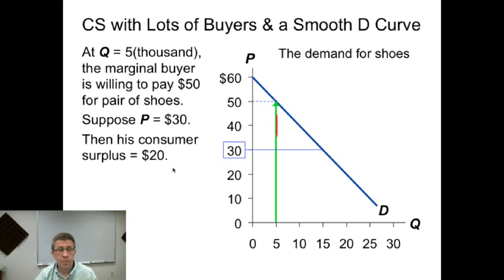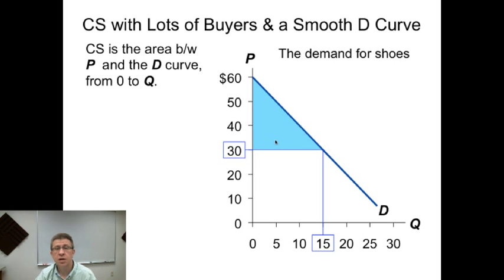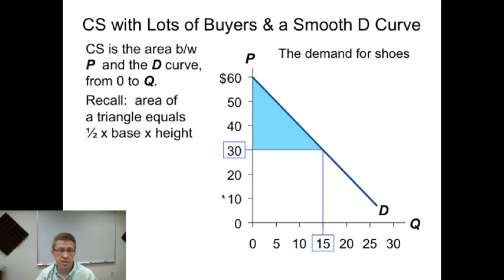So, what about a price of $30? Well, at a price of $30, the person who's willing to pay $50 gets $20 in consumer surplus. Right? Willing to pay $50, only have to pay $30. What's the total consumer surplus? It's this triangle under the demand curve and above the price. So this shaded in area represents our consumer surplus.